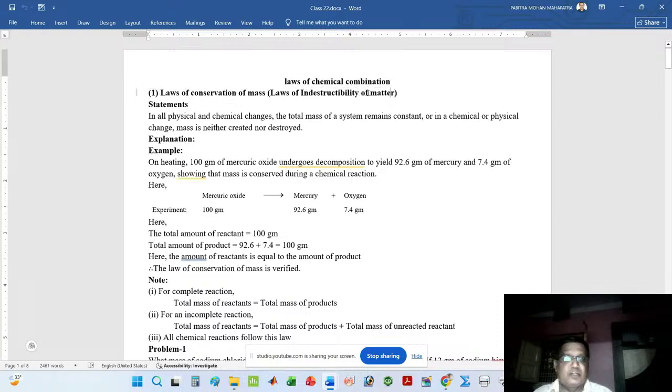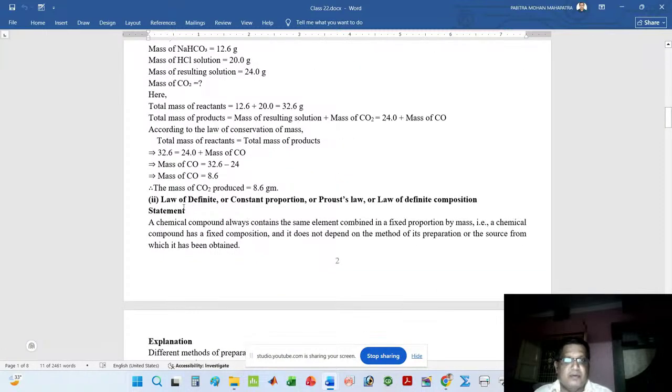The laws of chemical combination include different laws. The first law is the law of conservation of mass, also called the law of indestructibility of matter. The second is the law of definite or constant proportion, or Proust's law, or the law of definite composition.